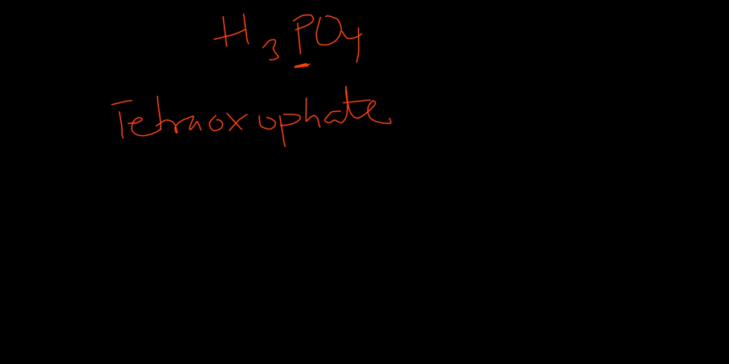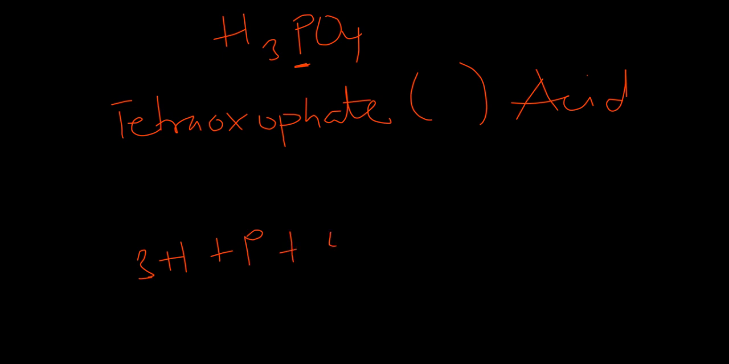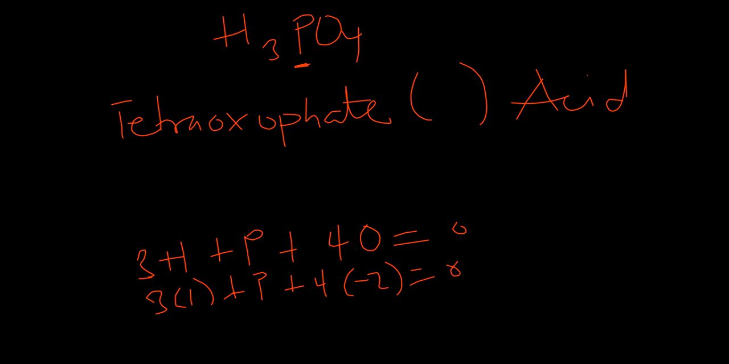Then the oxidation state of the phosphorus, followed by acid. Remember, it's an acid. So we have to calculate the oxidation state of the phosphorus. We have 3 of the hydrogen plus the phosphorus plus 4 of the oxygens equals to the charge on the compound, which is 0. So that will be 3 times 1, the charge of hydrogen, plus phosphorus, plus 4 times negative 2, the charge of oxygen, equals to 0. This will give me 3 plus phosphorus minus 8. 4 times negative 2 is 8, equals to 0.